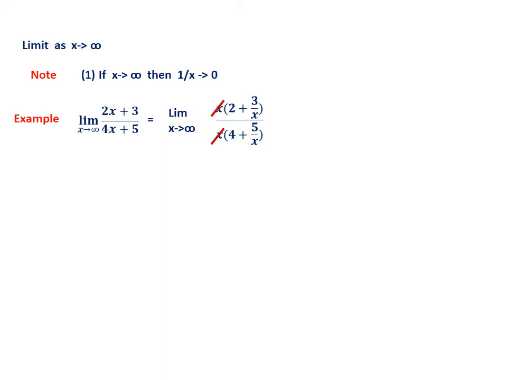So now you can cancel x first. Now you can take the limit. See, 3 by x becomes actually 0 because 1 by x tends to 0 when x tends to infinity. So 2 plus 0 by 4 plus 0. So this will be 1 by 2. So this is limit at infinity. I have taken only one such example just to remind you. So this is the next question.